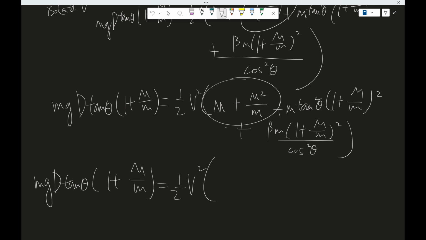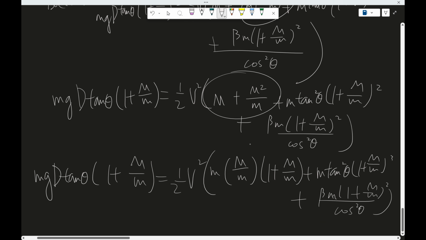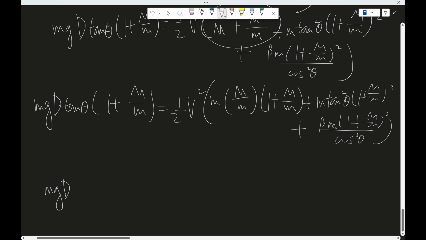So what can we do with this term? Well, we can factor out a big M, but since we have small m's here, let's try to factor out something with a small m, so then we can actually cancel out the small m later. So this just simplifies to m over big M over small m times 1 plus big M over small m, plus m tangent squared theta, 1 plus big M over small m squared, plus beta m, 1 plus big M over small m squared over cosine squared theta. And so then we have mgd tangent theta, 1 plus big M over small m.